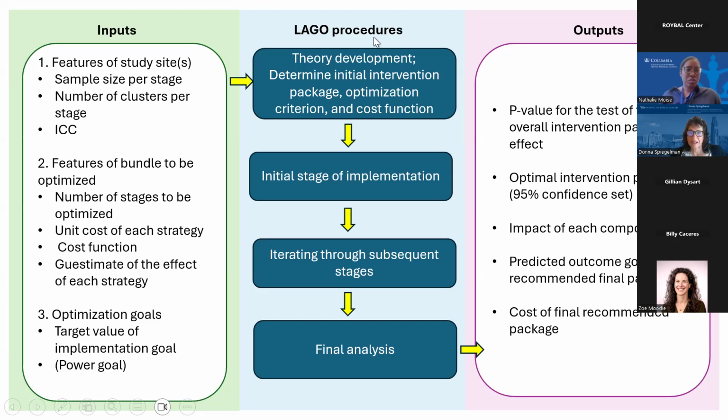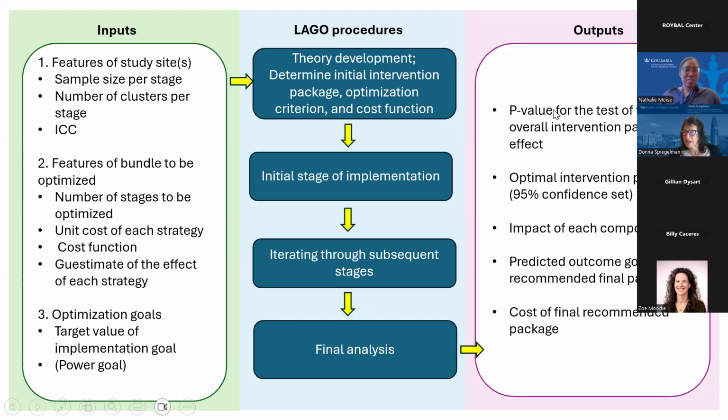And then what would happen is the theory is developed for the intervention. The initial intervention package is determined, the optimization criteria determined, and the cost function. Then we have the initial stage of implementation, as I described on the previous slide. And then we iterate to the subsequent stages, and then we have the final analysis. And then we get the outputs.